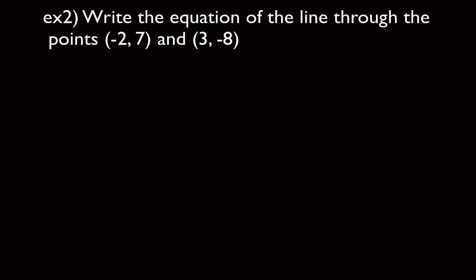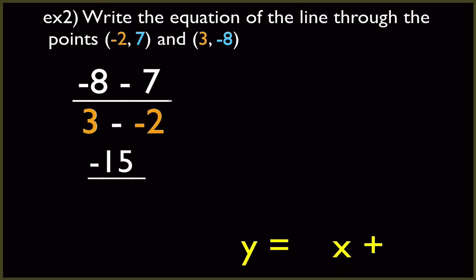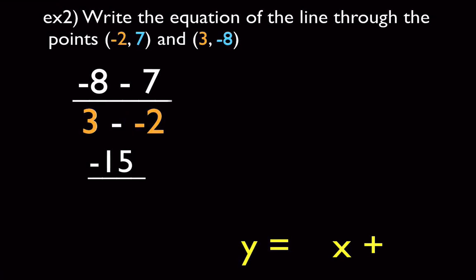Okay, we're going to try the second example again together. First step is to find the slope. On top, we take -8 minus 7, which is -15. And on the bottom, 3 minus a -2, which you probably recall, turns into 3 plus 2, which is 5. -15 over 5 simplifies out to -3 over 1.